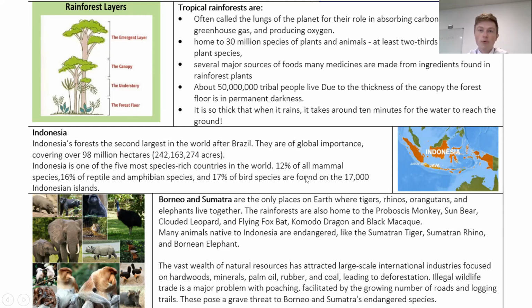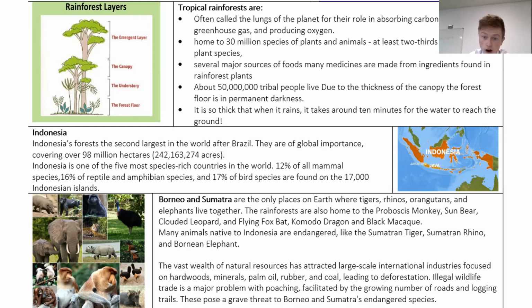Finally, we're also looking at Borneo and Sumatra. So Borneo and Sumatra are the only places on Earth where tigers, rhinos, orangutans, and elephants live together. So you might have seen some of these animals at the zoo. This is where they live in the wild.